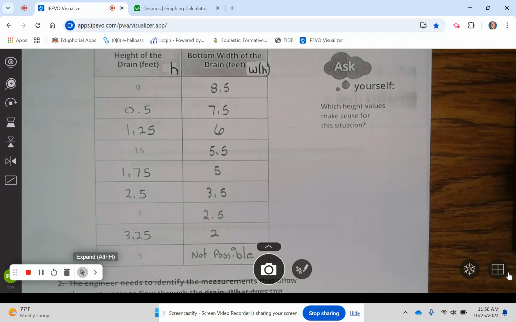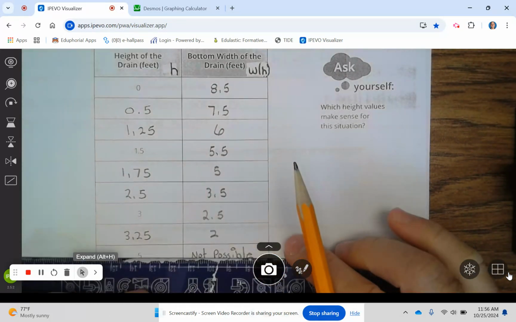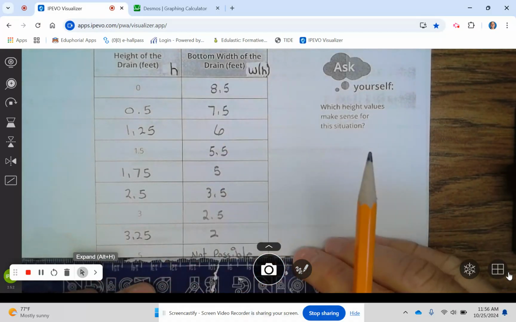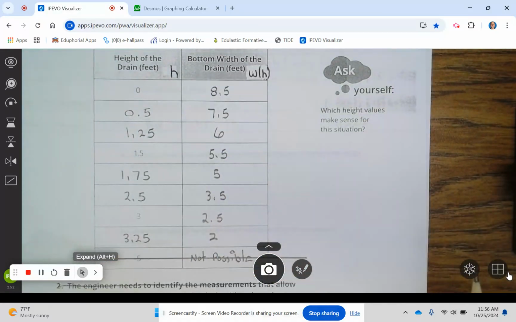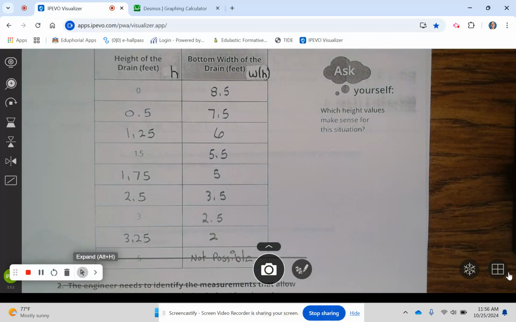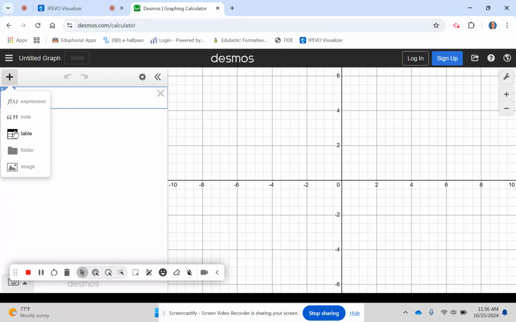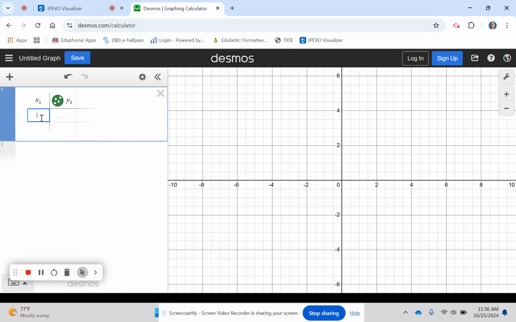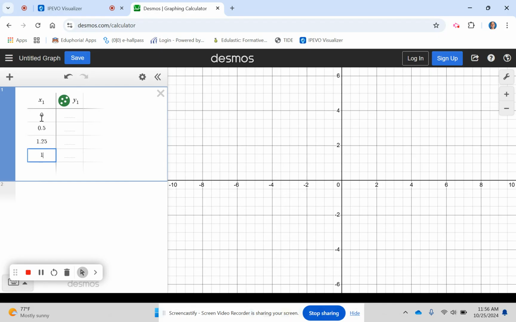Now, when using Desmos regression, since this point's not possible, we're going to mark this point out. We're not going to use that point. Okay? All right, so let's go ahead and plug these numbers into Desmos. So I'm going to click the plus sign, table, and then 0, 0.5, 1.25, 1.